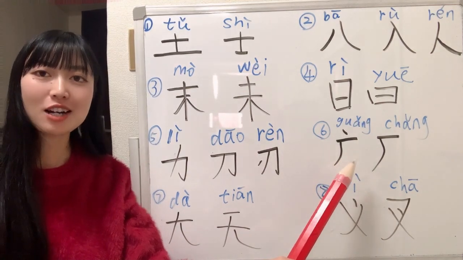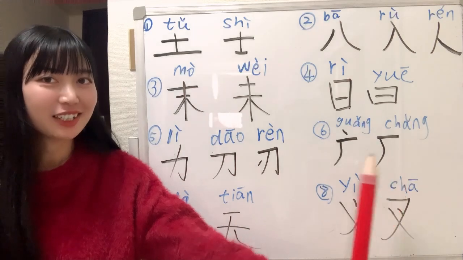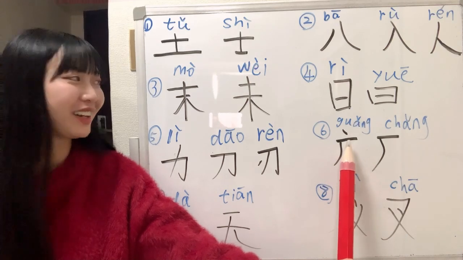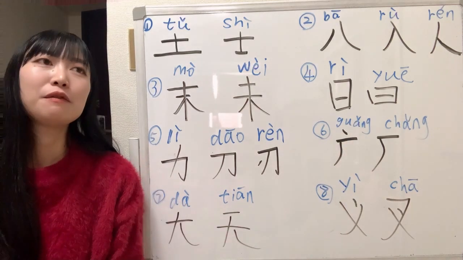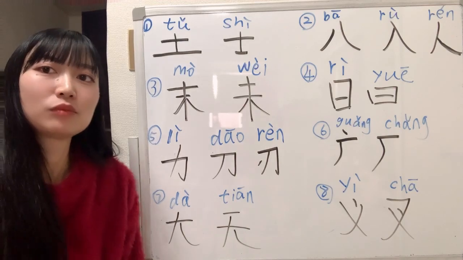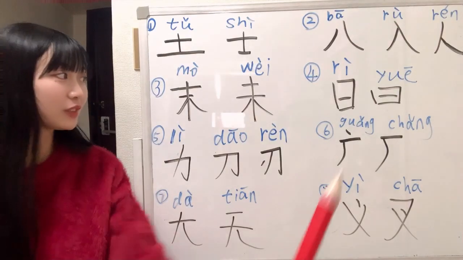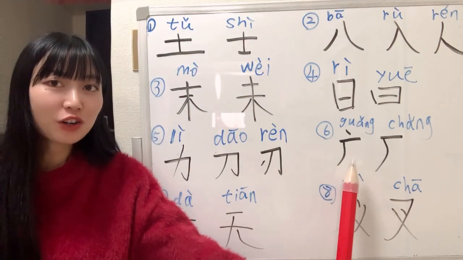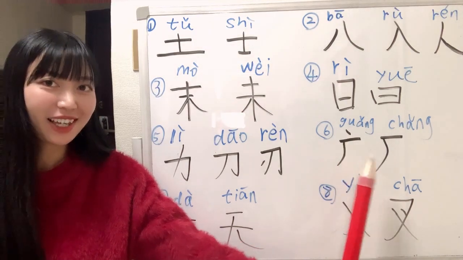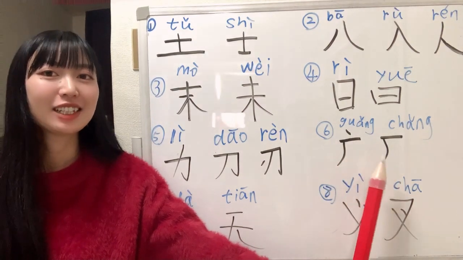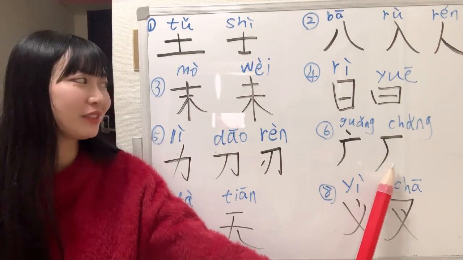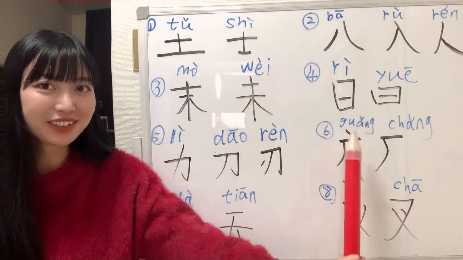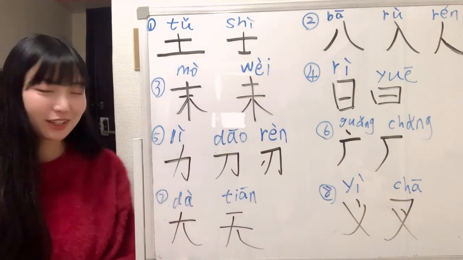And next one, 广 and 厂. The difference between them is just one dot. 广 means wide or broad, with this dot. And without the dot is 厂, which means factory. So 广 and 厂. The difference is only this part. Be careful.